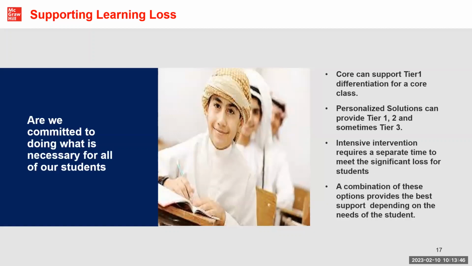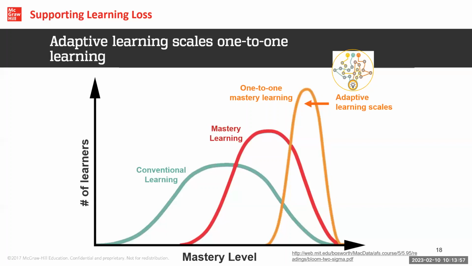We have to have the will to say, what are we going to do creatively to meet the needs of our students? Okay. Think about this just for a second. We'll wrap this topic up with this. The green line is traditional instruction. Okay. That's that standard bell curve all of us have seen, right?